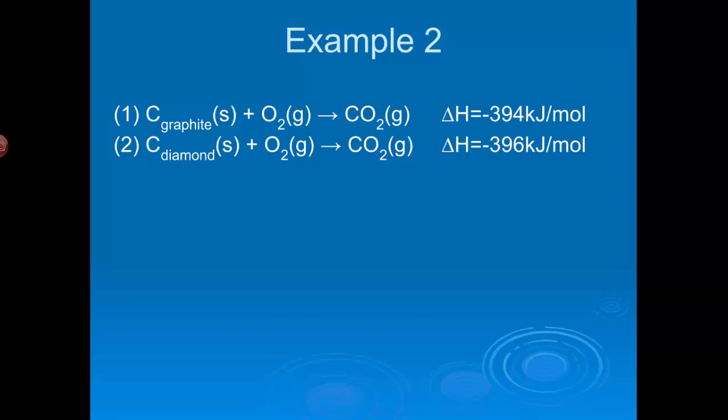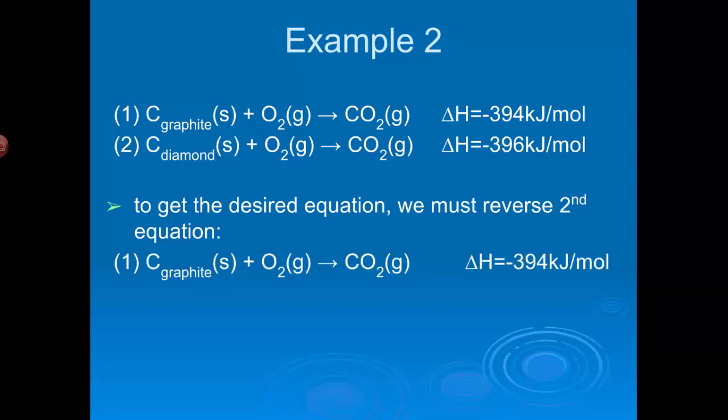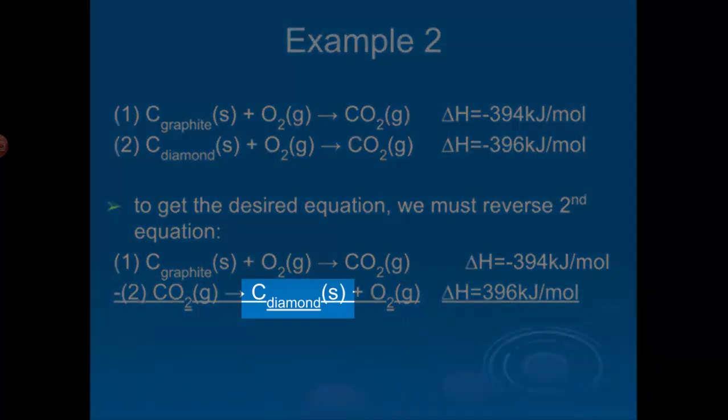They're very close. The difference lies in the fact that diamond is much more ordered, with stronger bonds between the carbon atoms, so you get a little bit more energy when you combust it because there's a little bit more energy holding it together. To get to the desired equation, graphite to diamond, we have to reverse the second equation because we need diamond on the other side. So the first one stays the same, but the second one gets reversed so that diamond is on the right side of the arrow.